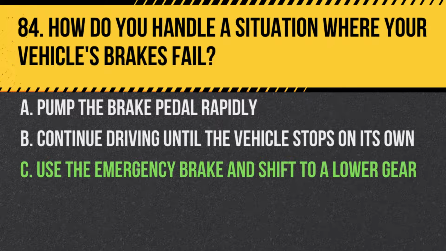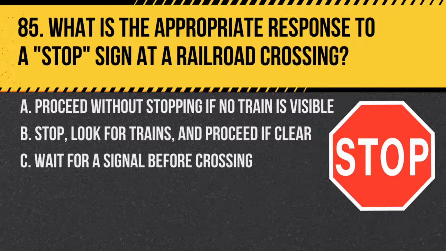Answer: C. Use the emergency brake and shift to a lower gear. This helps to slow down the vehicle safely. Question 85. What is the appropriate response to a stop sign at a railroad crossing? A. Proceed without stopping if no train is visible. B. Stop, look for trains and proceed if clear. C. Wait for a signal before crossing.